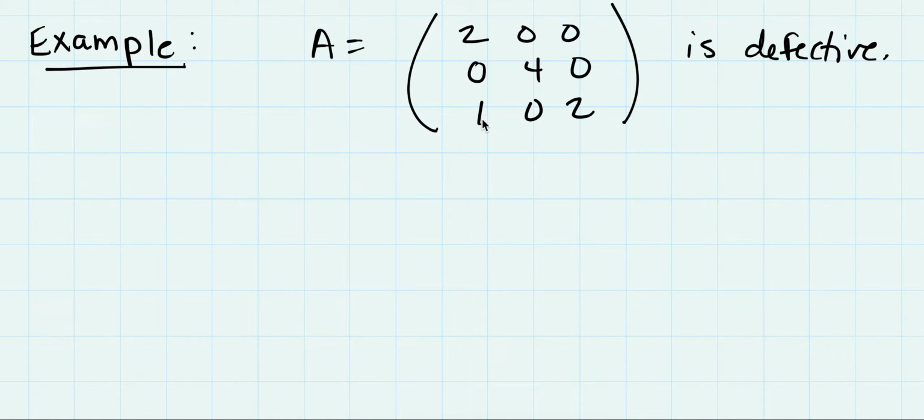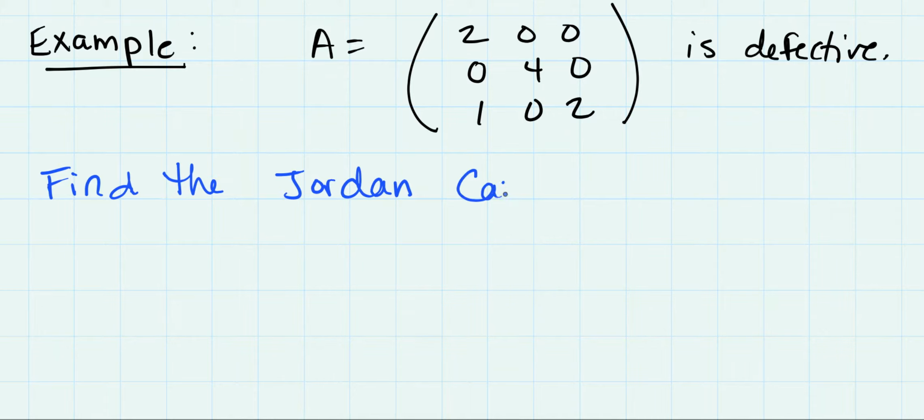And then from there, I'm going to show you how to find the Jordan blocks and put this in Jordan canonical form. Let me write that out. So we're going to find the Jordan canonical form, which some people call the Jordan normal form.